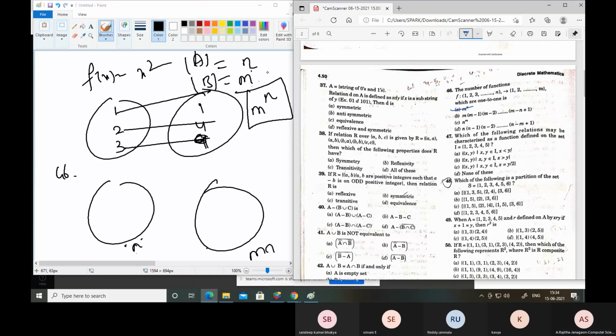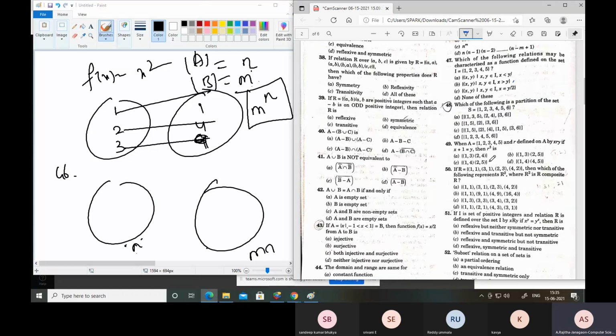Now, which of the following relations may be characterized as a function defined under this set? Here 47, that is option D. Here x comma y belongs to I, x less than y. So this is not. And x greater than y. So like this you have 1, 2, 1, 3, 1, 4. Which of the following relations may be characterized as functions depends on the set. Okay, so none of this. Then next, suppose here partitions concept you don't have.